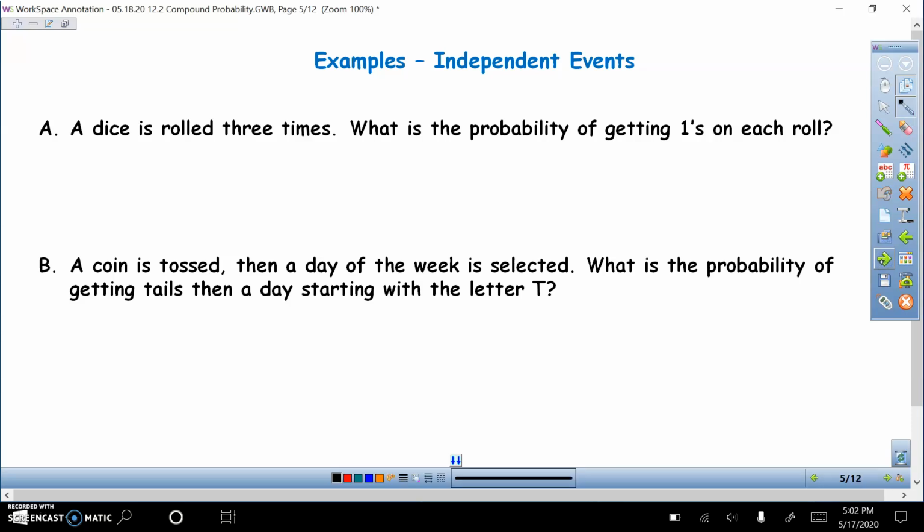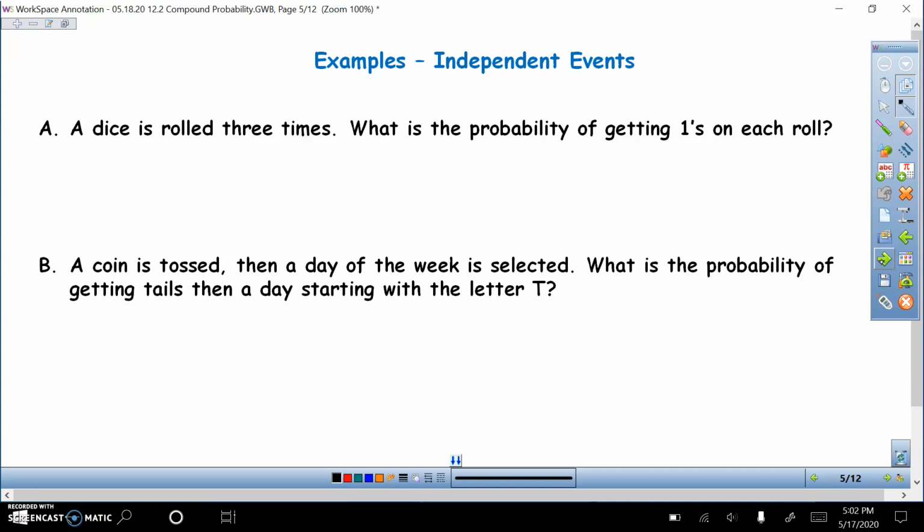So let's look at some independent events first. A die is rolled 3 times. What is the probability of getting ones on each roll? If you know anything about a die, if you roll a die once, you get a number. If you pick it up and roll it again, you get a number. That roll of the second die is not affected by the roll of the first die. That is what makes this an independent event.